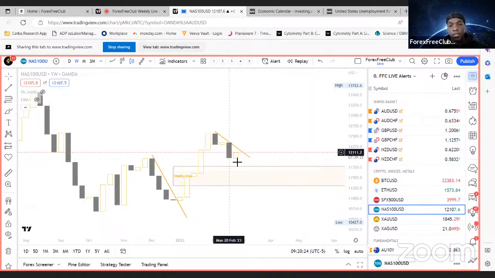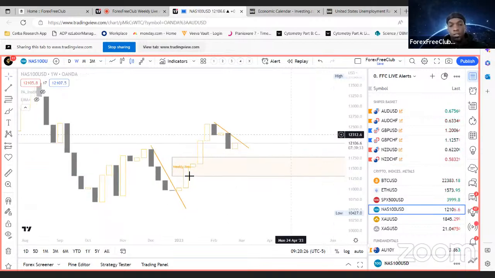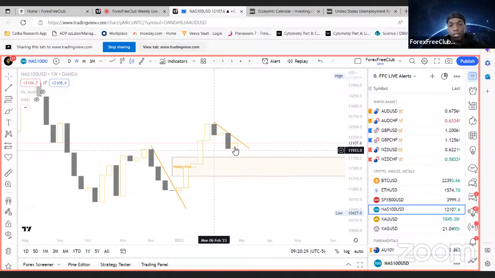NASDAQ. Let's see. So we're just waiting for the trend line to break, but this bullish momentum is pretty strong. We'll see if this supply zone would hold or if it's going to get disrespected, and we could take it out off the retracement.